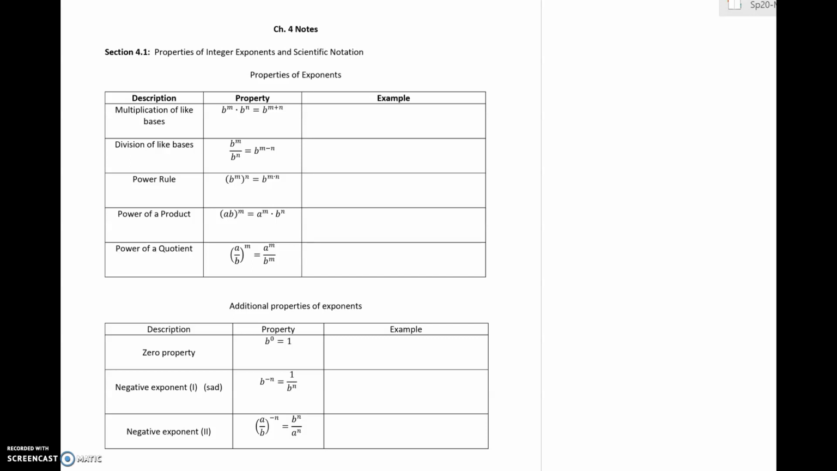Hi, in this video we will be covering section 4.1, multiplication of like bases. In this section it is all about properties of exponents. So multiplication of like bases, b to the m times b to the n, which is the product rule, is b to the power m plus n. You are adding the exponents.